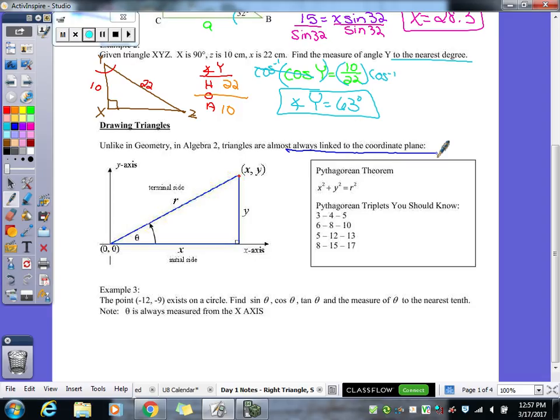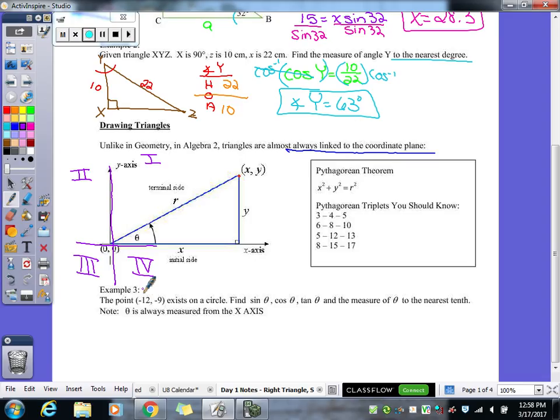So let's take a look here. So here's my y-axis. Here's my x-axis. So this is quadrant 1, 2, 3, and 4. So my triangle that I currently have drawn in there is in quadrant 1.